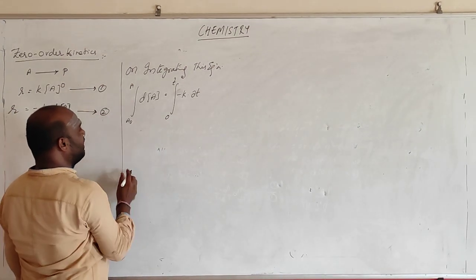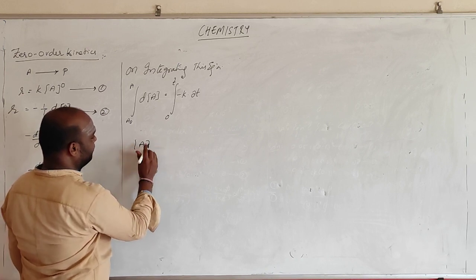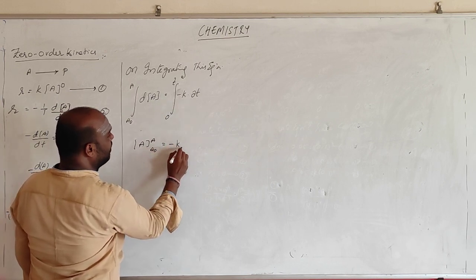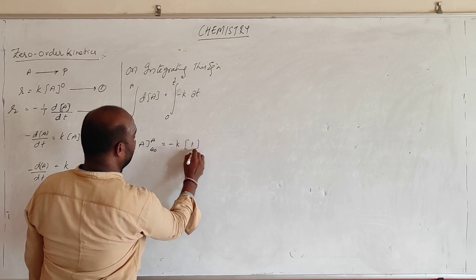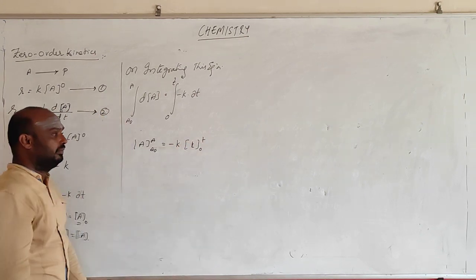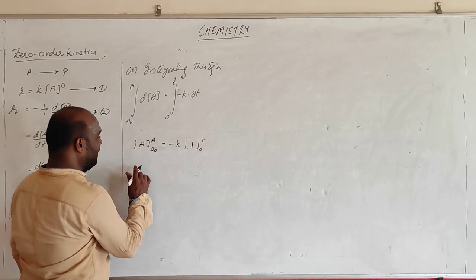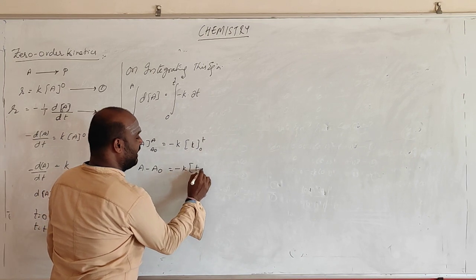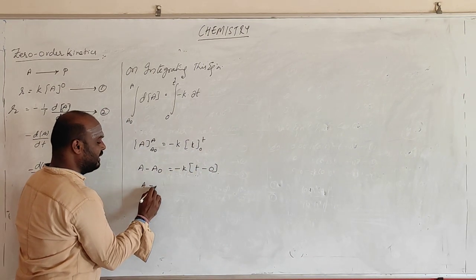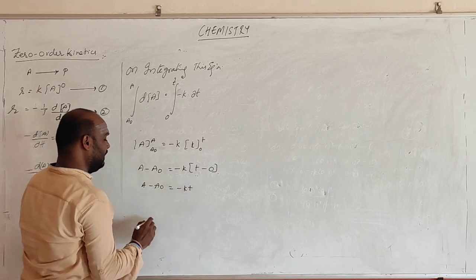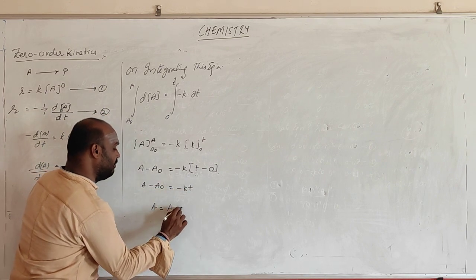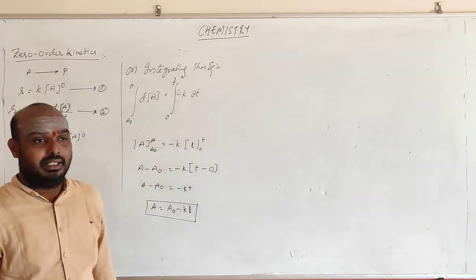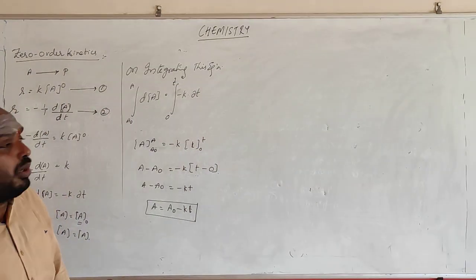What are we getting? The integration and differential will cancel, so the concentration goes from A naught to A. The constant minus k comes outside, and dt goes from 0 to t as well. If you apply upper limit minus lower limit, A minus A naught will be equal to minus k t. So A is equal to A naught minus k t. So this is called the differential rate equation for zero order quantities.